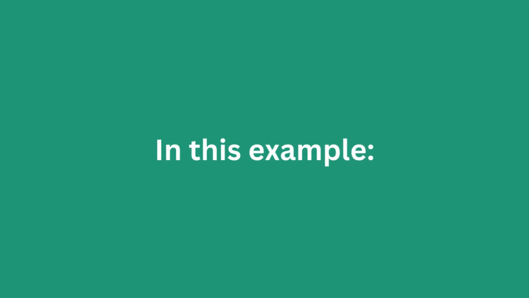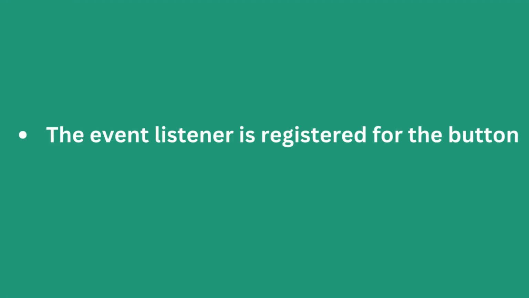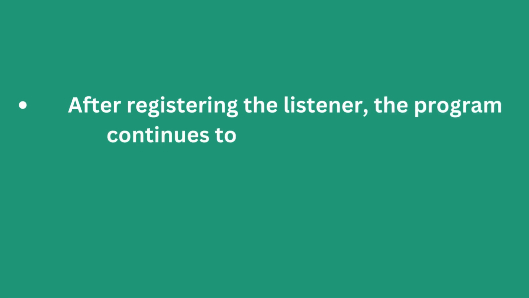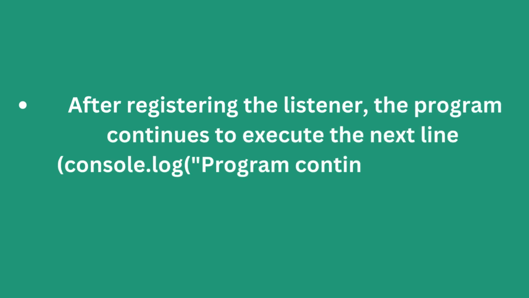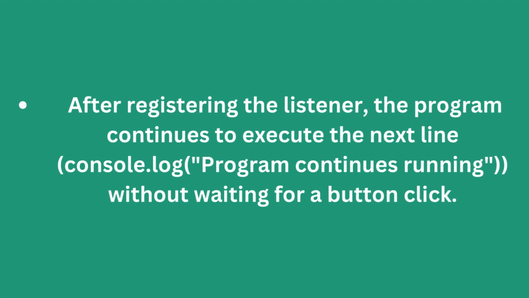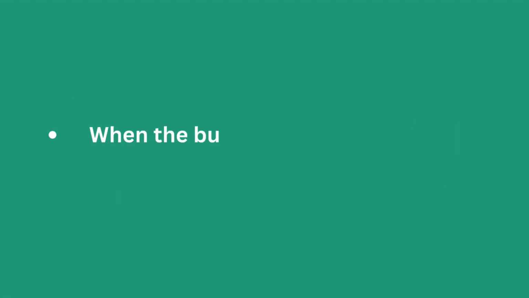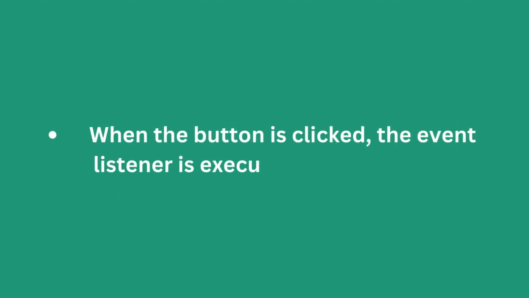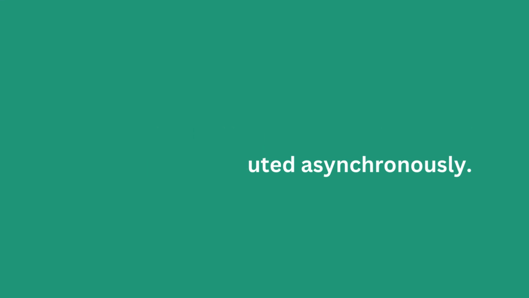In this example, the event listener is registered for the button click event. After registering the listener, the program continues to execute the next line. console.log program continues running without waiting for a button click. When the button is clicked, the event listener is executed asynchronously.